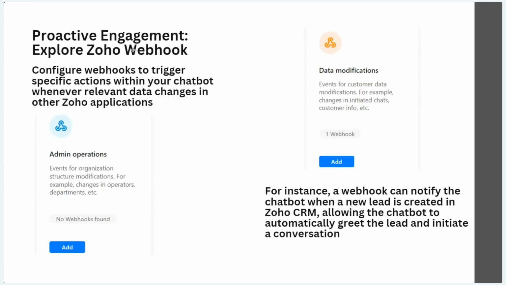Next one is proactive engagement. Explore Zoho Vbook. Configure Vbook to trigger specific actions. Means we can trigger a specific action based on some action or some response by the user. You can notify the chatbot when a new lead is created in Zoho CRM, allowing the chatbot to automatically greet the lead and initiate the conversation.